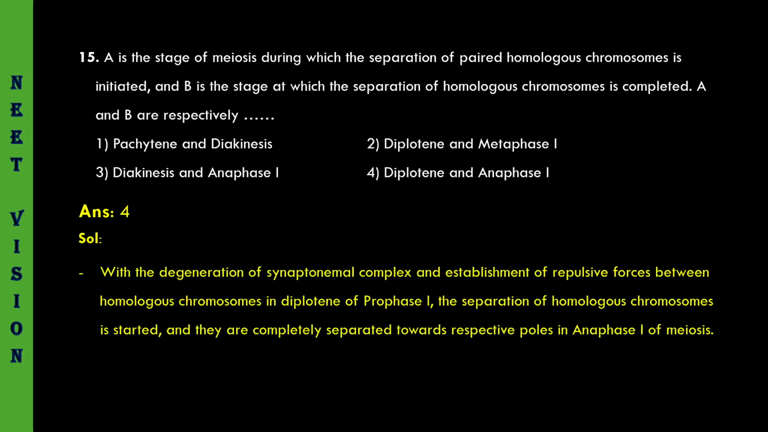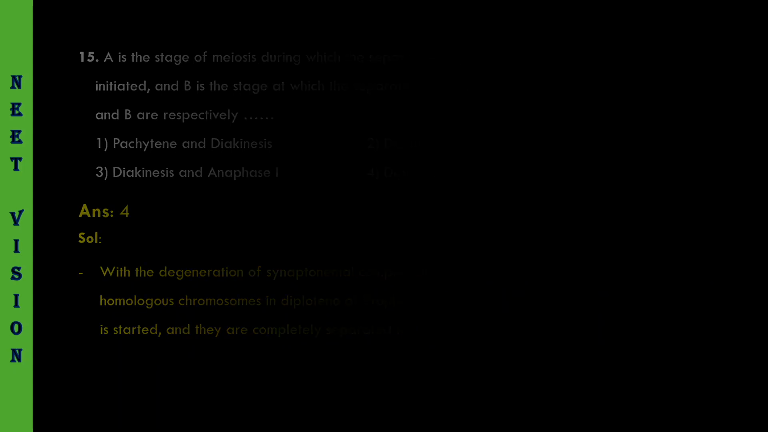The explanation is very clear in the solution. With the degeneration of the synaptonemal complex and establishment of repulsive forces between homologous chromosomes in diplotene of prophase 1, the separation of homologous chromosomes is started, and they are completely separated towards the respective poles in anaphase 1 of meiosis. Coming to the next one.